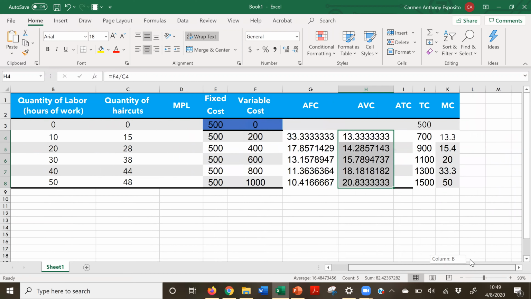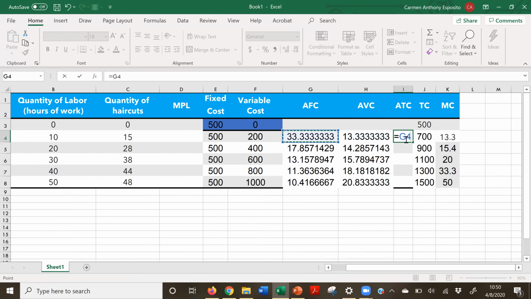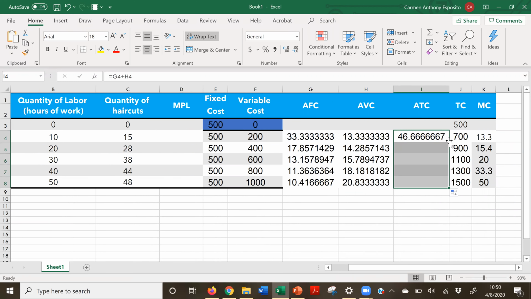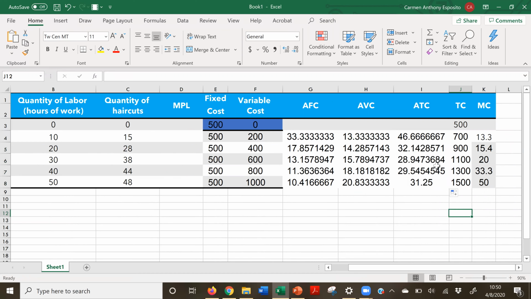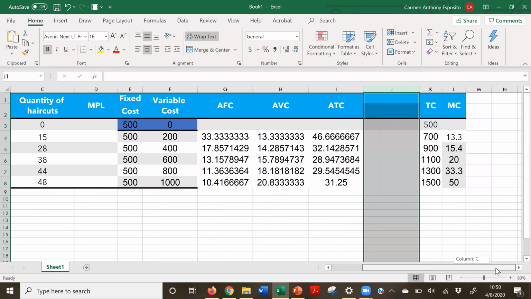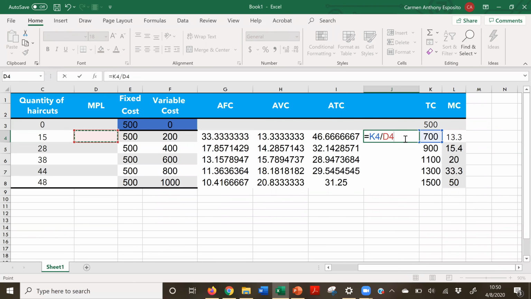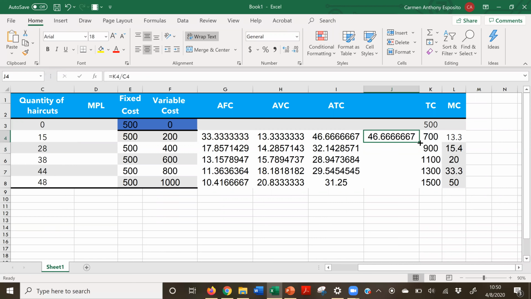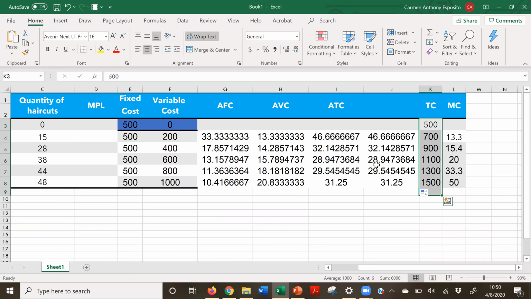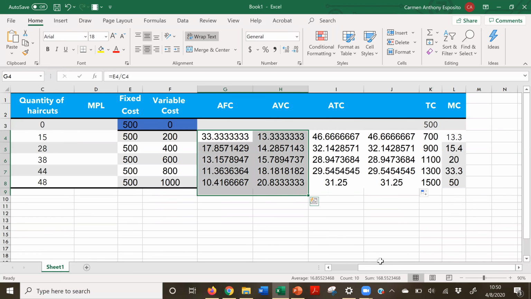Notice something: the numbers from the average variable cost are pretty similar to the marginal cost. And then if you take the two and add them together, you get your total variable cost. Now I want to do something real fast. If we take your total cost and divide by quantity, you'll get the same thing. So you could either take these numbers and divide by Q, or add these two together.